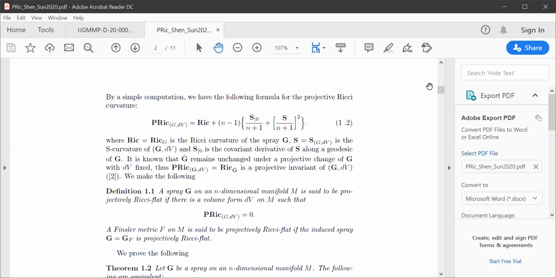Maybe you find out it's modified. Maybe you can introduce a new notion of so-called projective Ricci isotropic, but I don't see that it makes sense in geometry. So that's a key part.